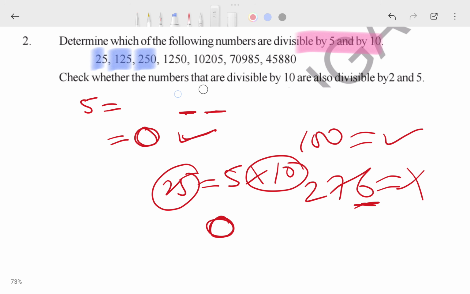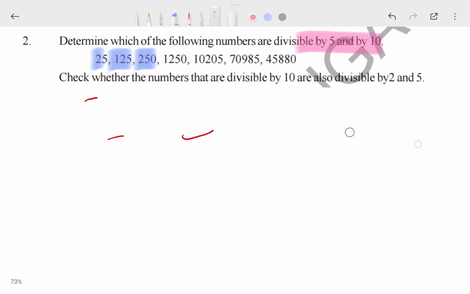Right, so let's check it out. Now let's check that particular question. The question gives 25, 125, 250 and 1250.